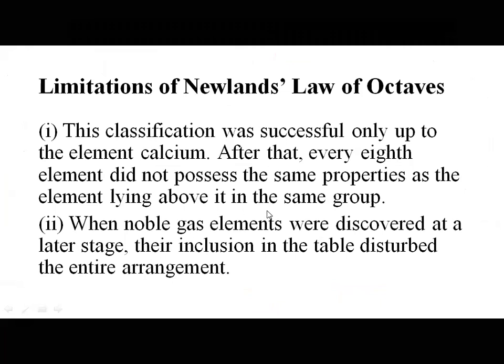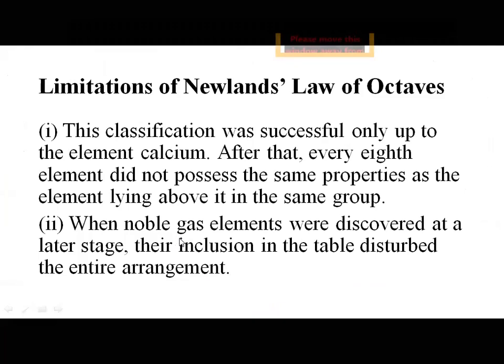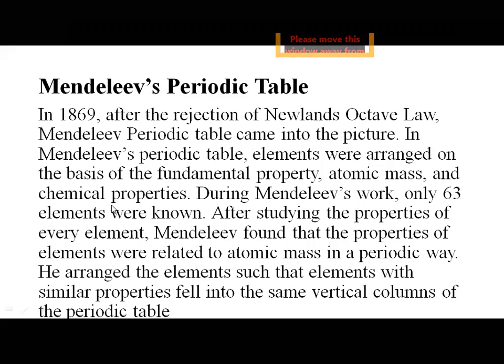So when noble gas elements were discovered at a later stage, their inclusion in the table disturbed the entire arrangement. So these were the limitations of Newland's law of octaves. To solve the problems of Newland's law of octaves, the next scientist came, and that was Mendeleev, with Mendeleev's periodic law, which gave Mendeleev's periodic table.